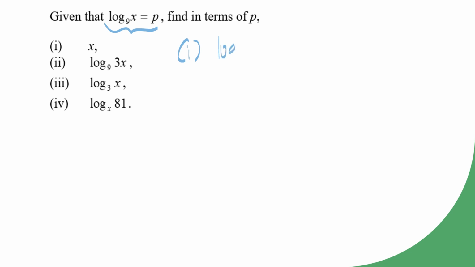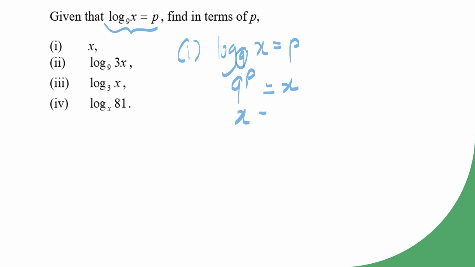So if you're given log base 9 of x equals to p, remember what we mentioned earlier? We can actually convert this into index form. So let's start off with the base first. Your base is 9, so we start with 9. The power will be your answer, so 9 to the power of p is equals to x. So that's it for part 1, because you're supposed to find x in terms of p.